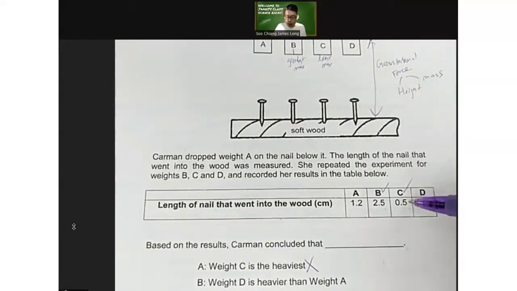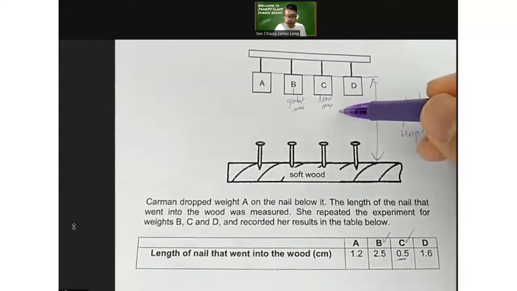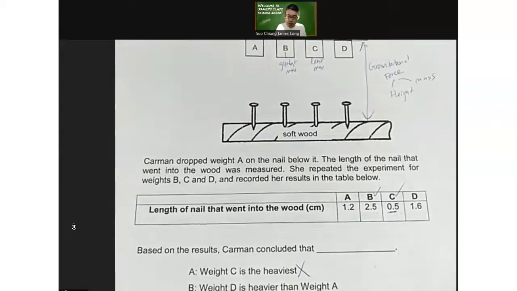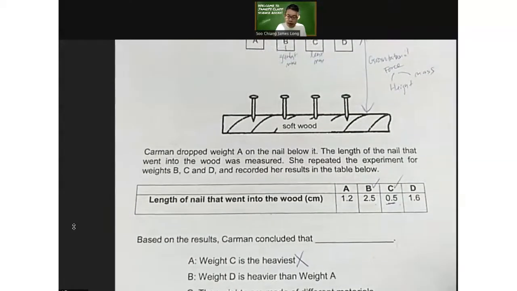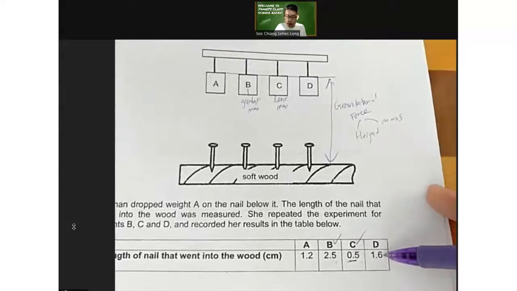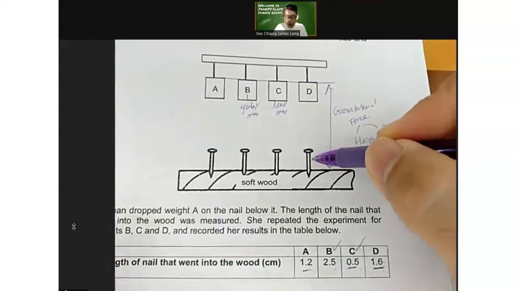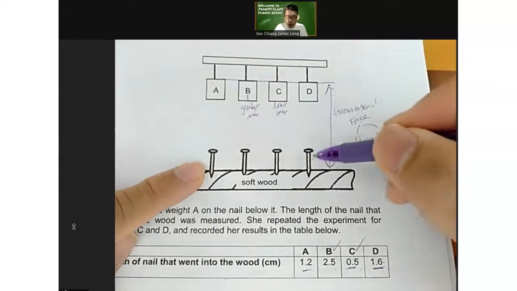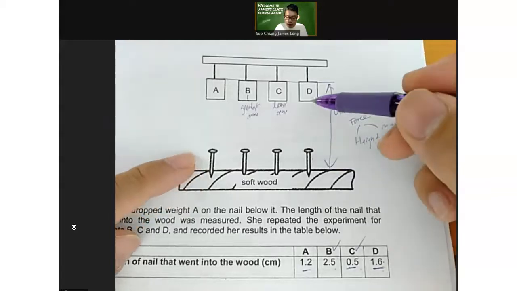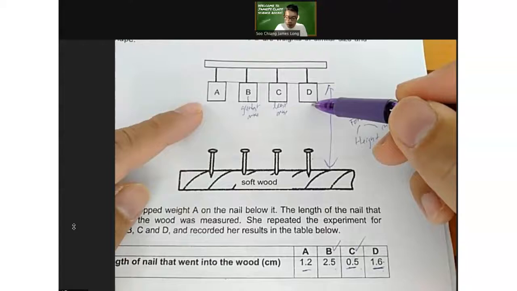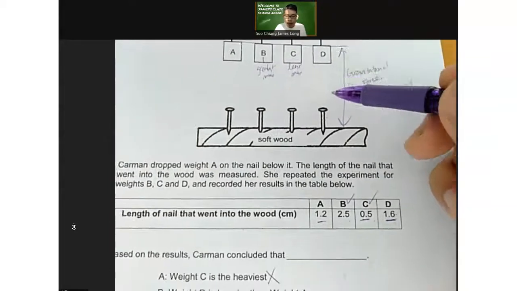Alright, because the nail only went in a little bit, the very least. Right, so therefore it's the least mass. Least mass means there will be less weight. And weight is a force. Weight D is heavier than weight A. Let's see if that's true. D, okay, this one went in more than this, right? If it went in more, means a greater force must have hit this nail compared to hitting this nail. If a greater force hit this nail, the force came from this falling block of D, therefore D must be of a greater mass than A. If D is greater mass, then D is heavier than A.